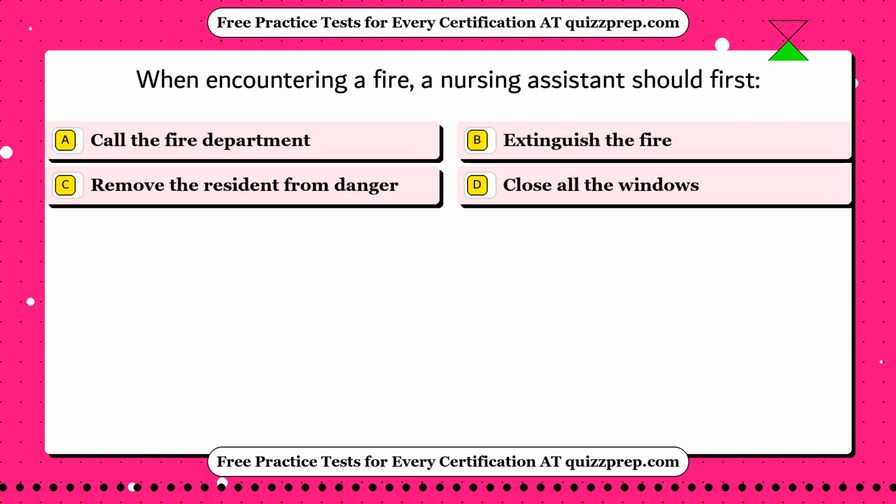Question 13. When encountering a fire, a nursing assistant should first: Option A, call the fire department. Option B, extinguish the fire. Option C, remove the resident from danger. Option D, close all the windows.